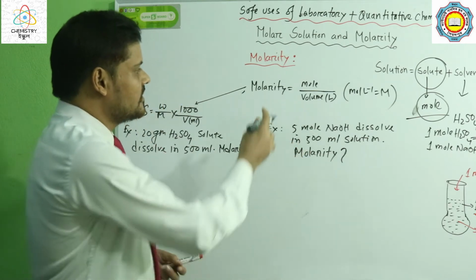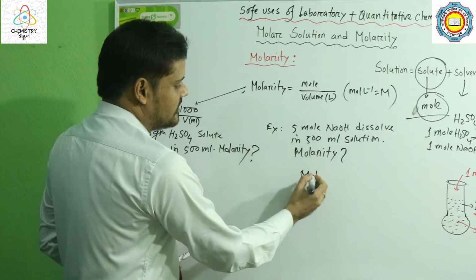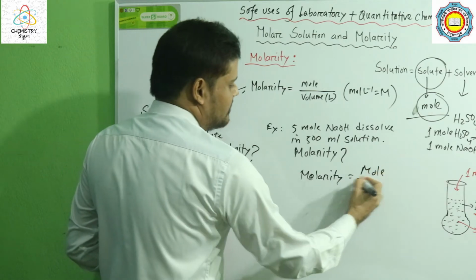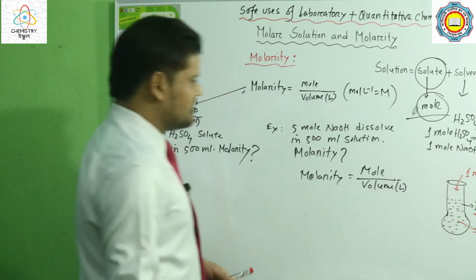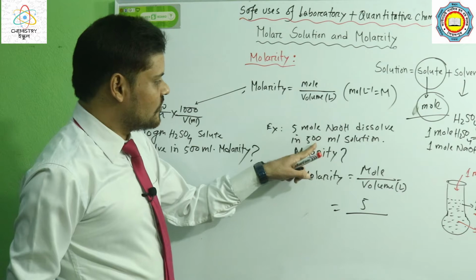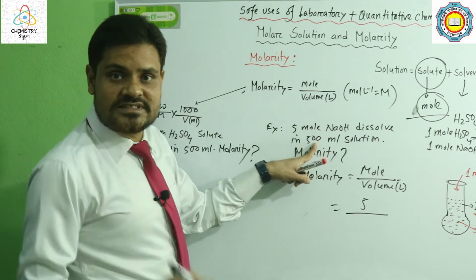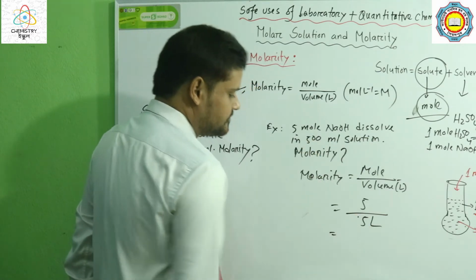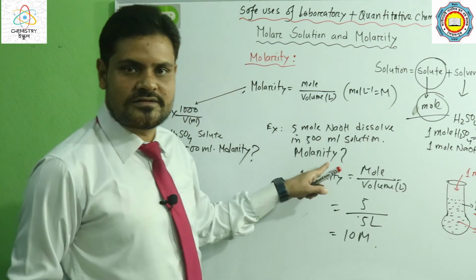And we can easily apply this equation here. I mean molarity is mole per volume, where volume will be in liter. Dear learners, here the mole is 5 and the volume is in milliliter. You have to convert this to liter. So 500 milliliter means 0.5 liter. Then it will be 10 molar solution. The molarity will be 10.